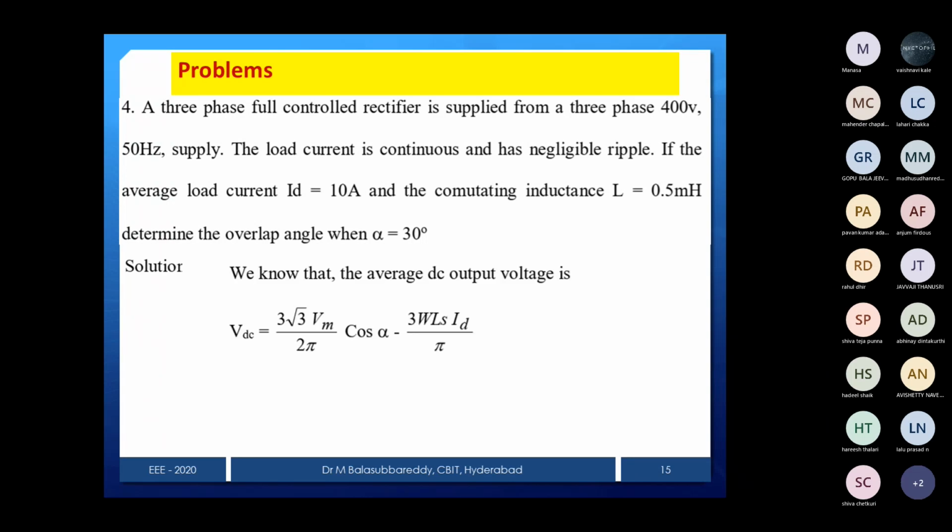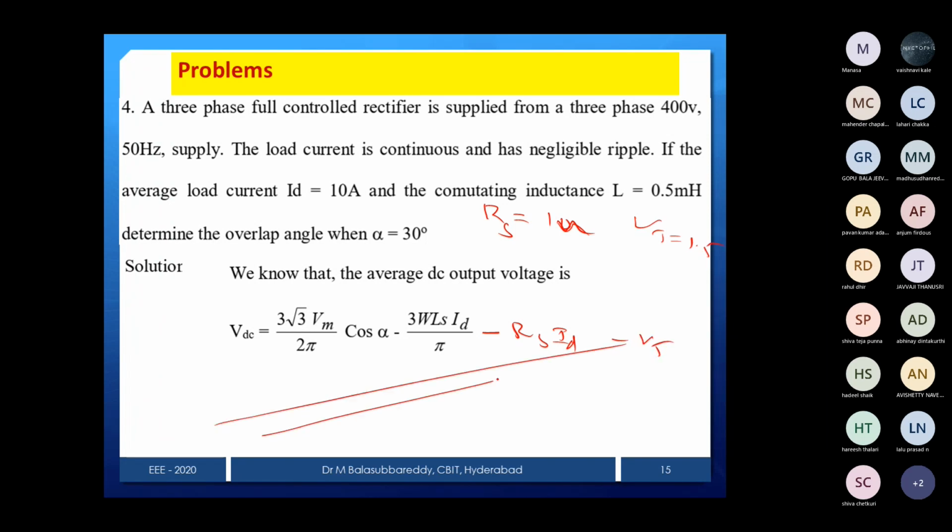So for that, there is the average expression as usual, VDC. Now in some problems, if they mention the source having some resistance, that R value is also mentioned, that is, the source resistance is 1 ohm or something like that, this formula must include Rs into Id. And in the same problem, if VT is given, 1.5 volt, minus VT, all these things you must consider, otherwise the total answer will be wrong.